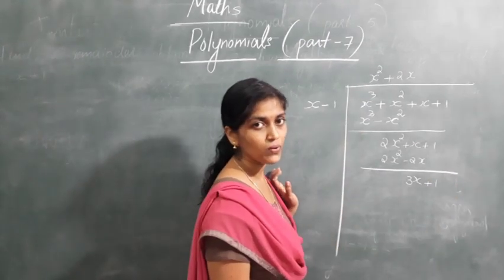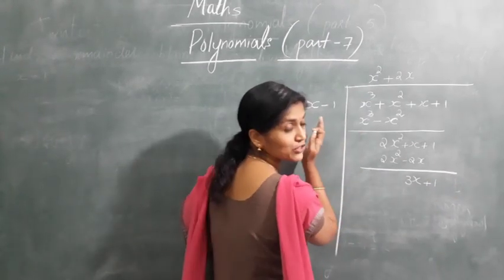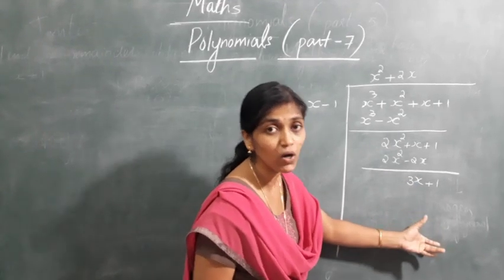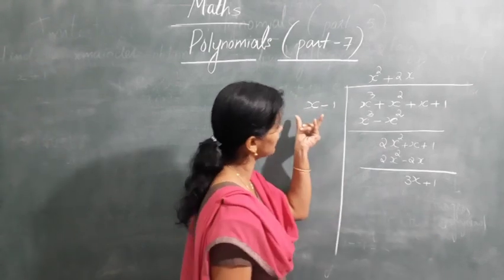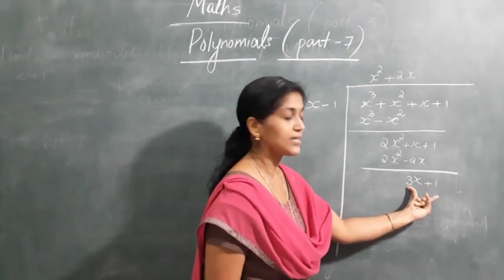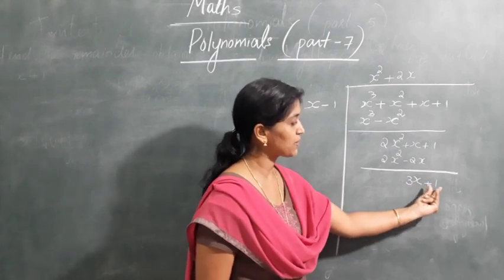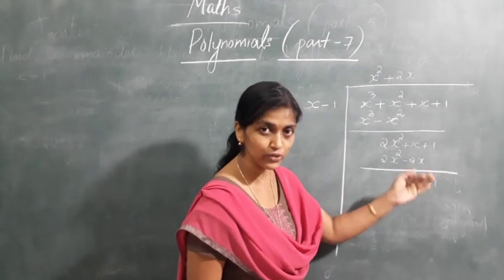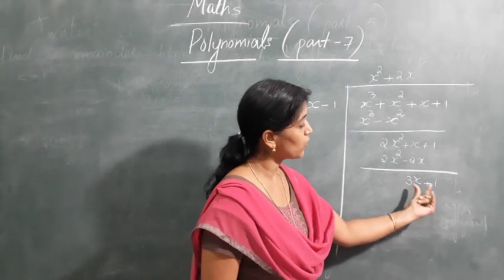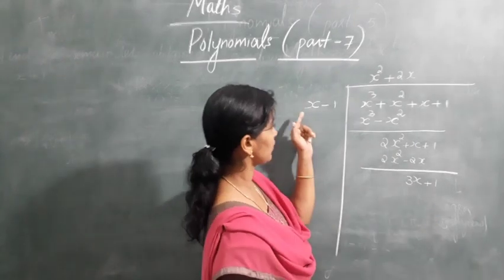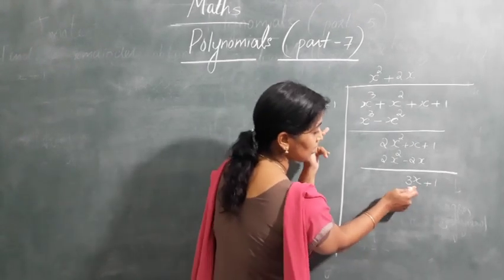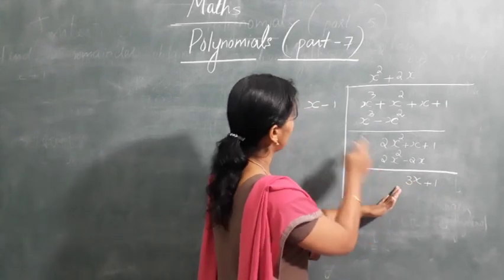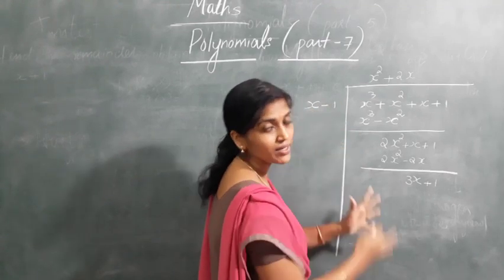Now again we can continue the division, because we will stop the division only when the degree of the remainder is less than the degree of the divisor. Here you can see what the degree is now. It is 3x plus 1, a degree 1 polynomial. So we will not stop the division there. We have to continue. We will stop only when the degree becomes less than the degree of the divisor. The degree of this polynomial is 1 and the degree of the divisor is 1, so we can continue the division.